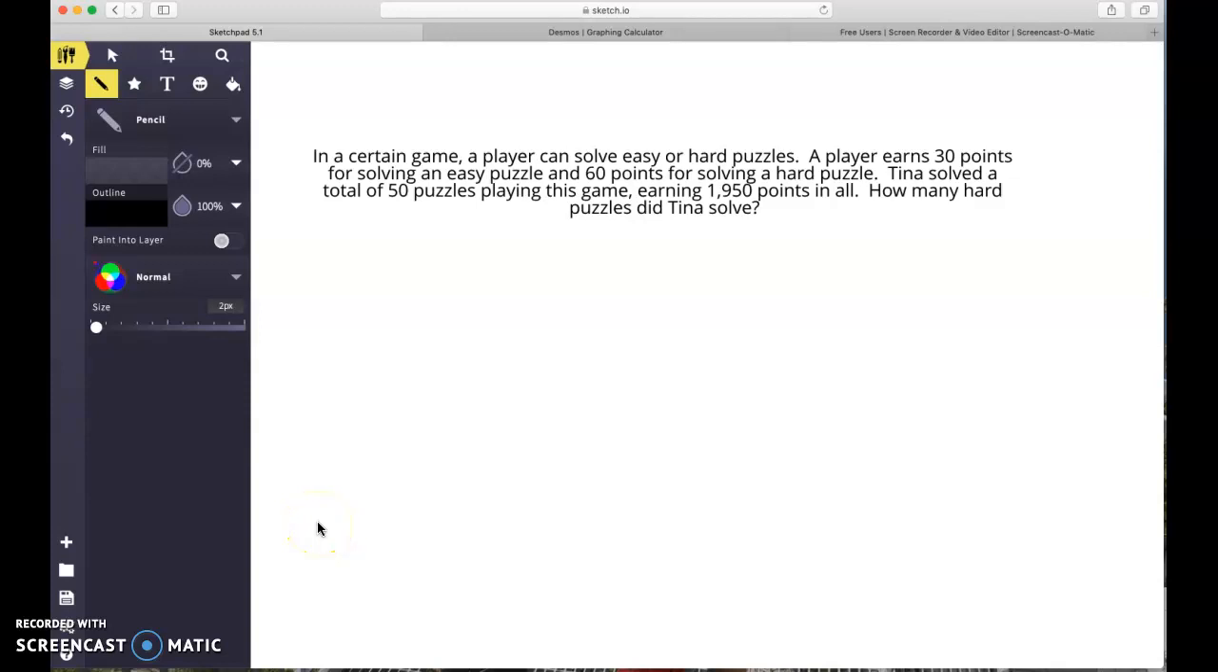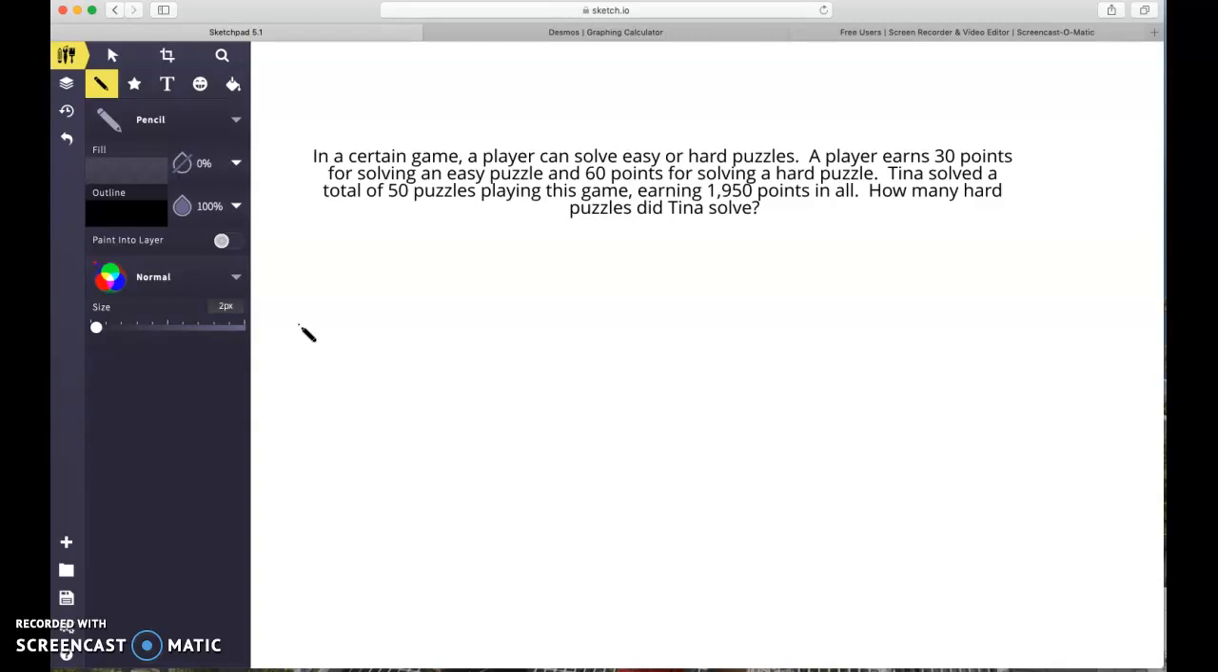All right, this is the last video for this activity. So, in a certain game, a player can solve easy or hard puzzles. A player earns 30 points for solving an easy puzzle and 60 points for solving a hard puzzle. Tina solved a total of 50 puzzles playing this game, earning 1,950 points in all. How many hard puzzles did Tina solve?